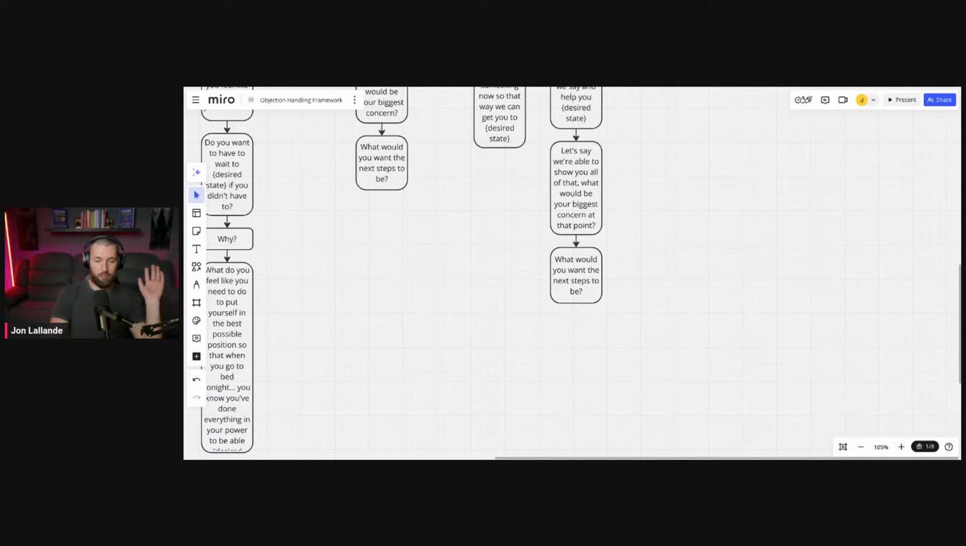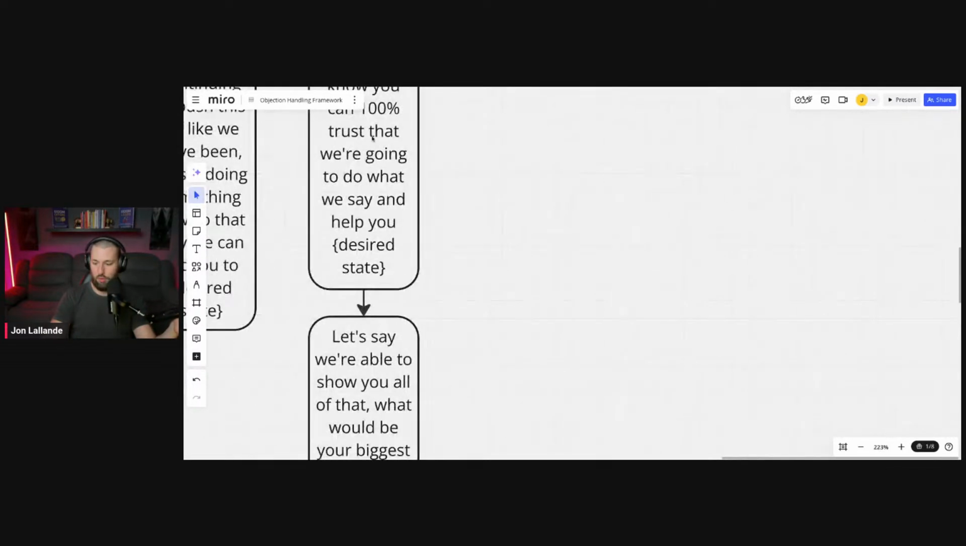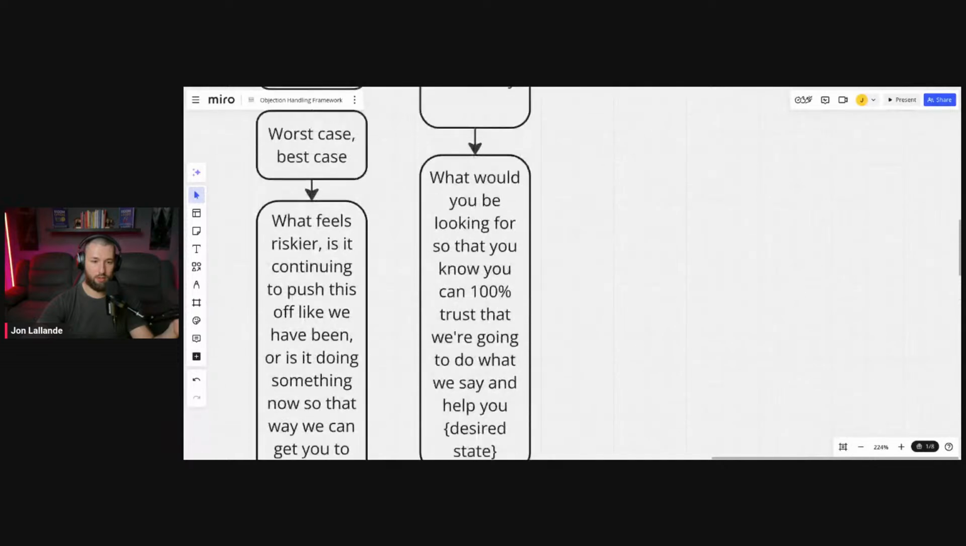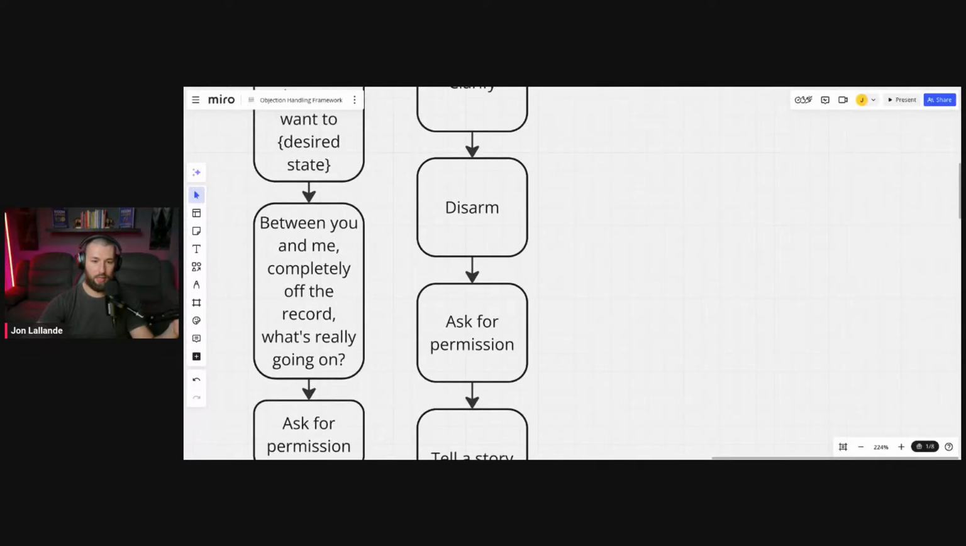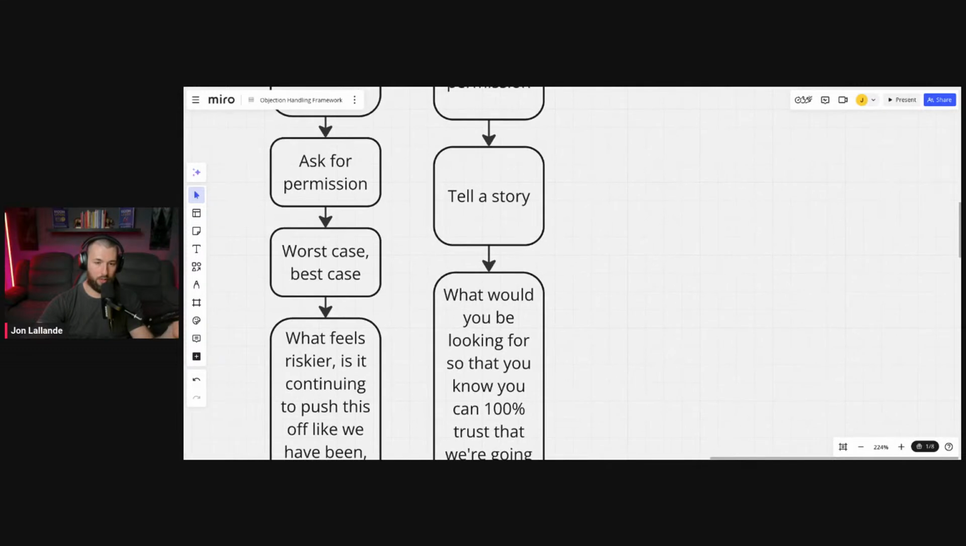So here's why I do this in this way. I want to tell you guys why I came up with this framework specifically. If I ask, what would you be looking for, without telling the story first, a lot of times the sellers just say, I don't know. I don't know what I would be looking for. You tell me, right? So I need to first tell them a story about other things that people look for.